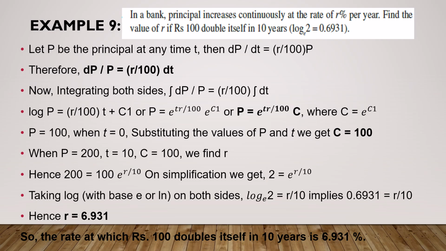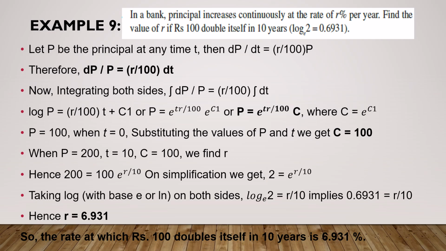Now in this differential equation, our trick is to bring the terms having P on one side and t on the other side. So it will be dP by P is equal to R by 100, which is a constant term, since the rate of interest is constant, into dt. Next, integrate both the sides. So integral of dP by P is equal to R by 100 into integral 1 dt. On the left hand side, the integral of 1 upon P is log P. And on the right hand side, it is R upon 100 into t, plus the constant of integration. Suppose I say this constant of integration is C1.